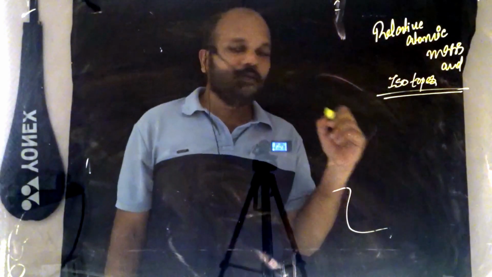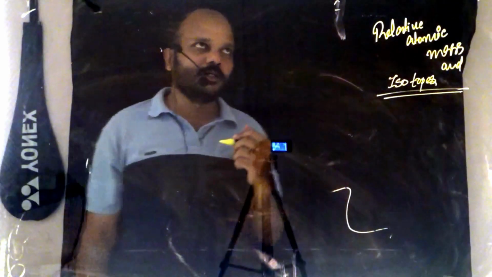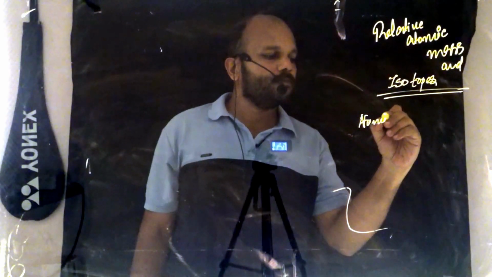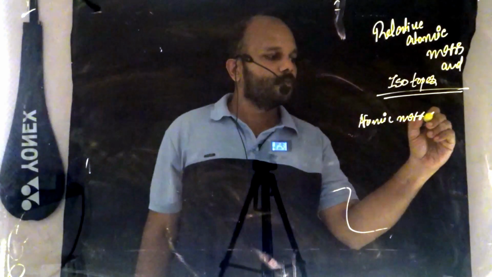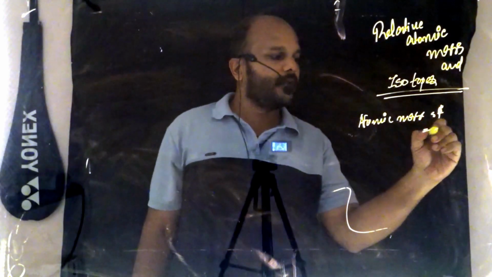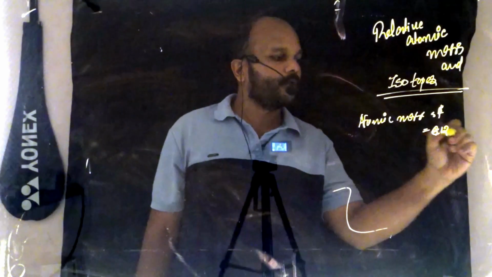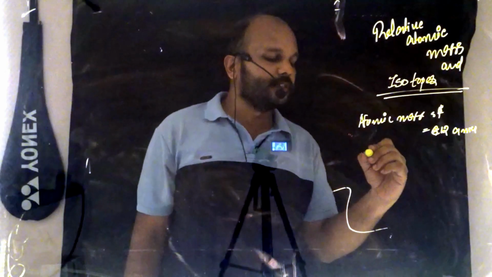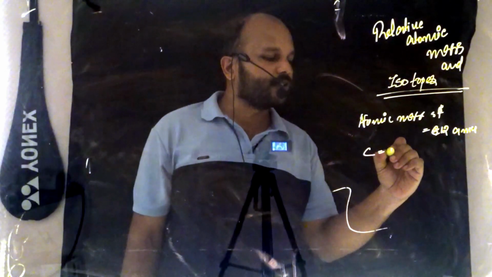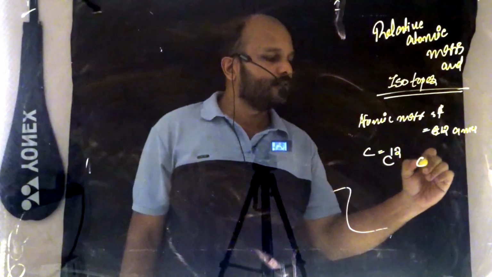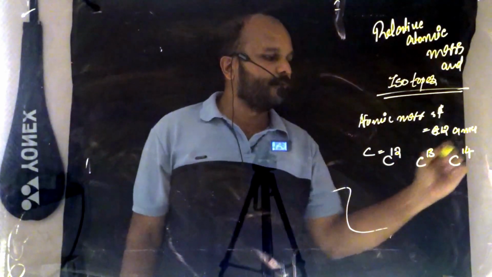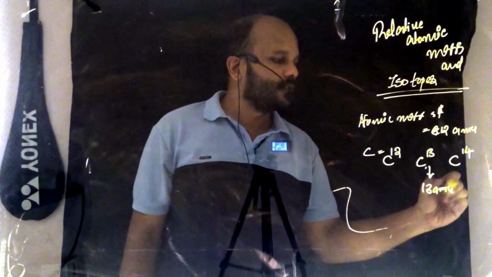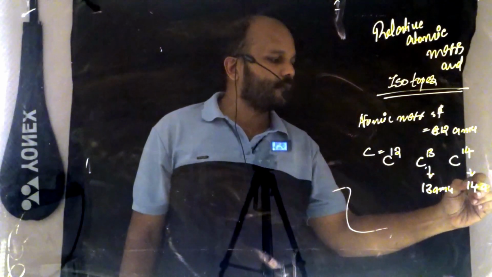See, for example, if I want to ask you what is the atomic mass of carbon, you may feel like, okay, it is 12. Okay, 12 atomic mass unit. 12 is partially right, because carbon is going to have 3 isotopes: carbon 12, C13 and C14. So if you are asking me the atomic mass of C13, it is going to be 13 atomic mass unit. And this is going to be 14 atomic mass unit.